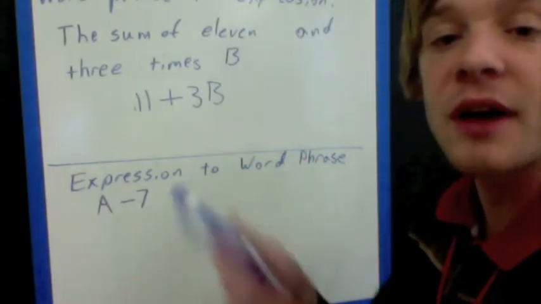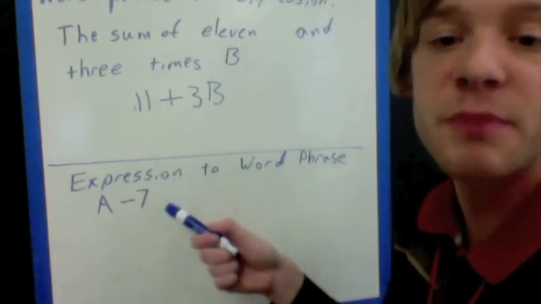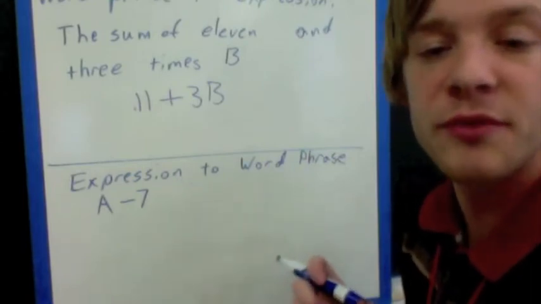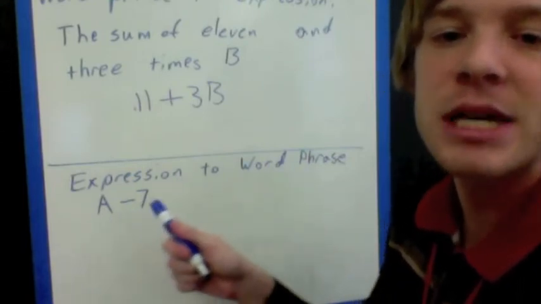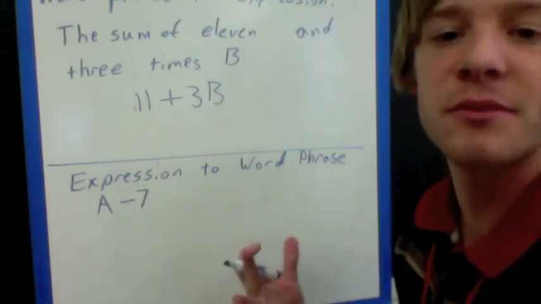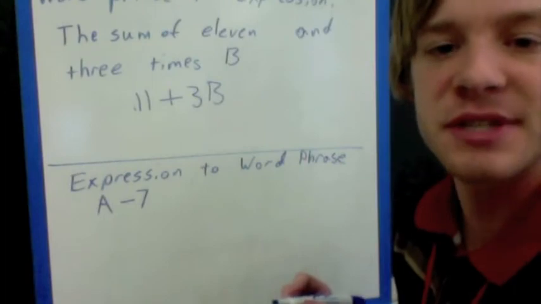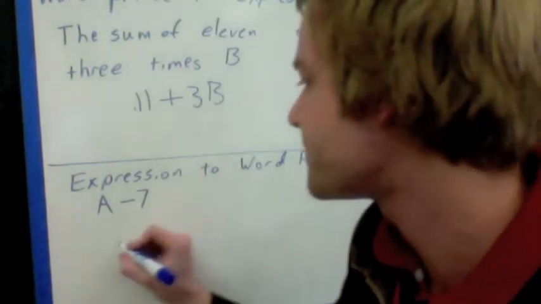Now if we want to go the other direction, we say we want an expression to translate to a word phrase. We start with this. We have a minus 7. Well, I can write that as a word phrase literally the same way that I just said that. So a minus 7.